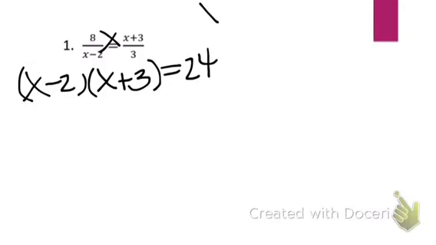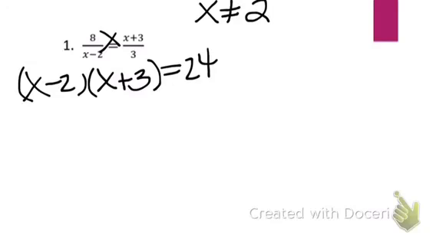Before we do that, I remember, I still have to find those domain restrictions. That will be a point on your test, and look, I'm already breezing over it. So x for sure cannot equal 2. If we get a solution of 2, it cannot work. So here, I went ahead and cross-multiplied.